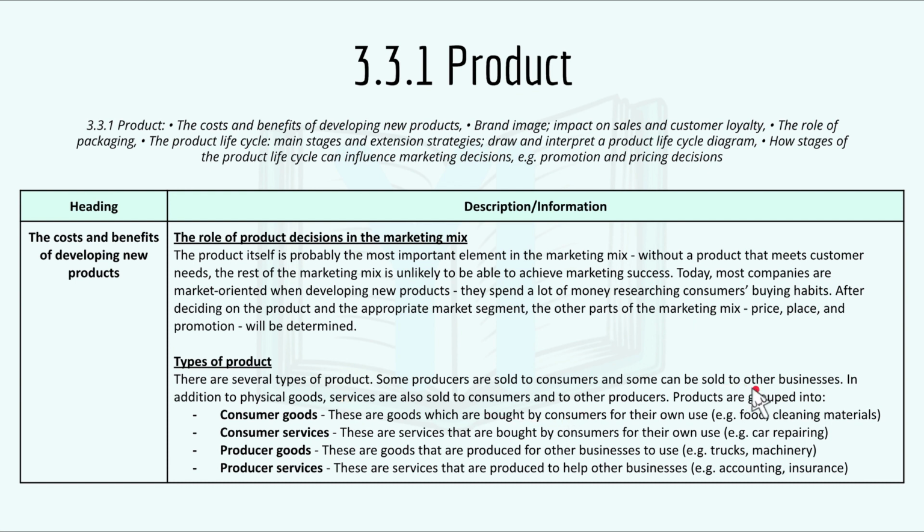Products are grouped into different sections, which include consumer goods, and these are goods which are bought by consumers for their own use, like food or cleaning materials, and consumer services, and these are services that are bought by consumers for their own use, like car repairing. And for producer goods, these are goods that are produced for other businesses to use, like trucks and machinery. And producer services, these are services that are produced to help other businesses, like accounting or insurance.